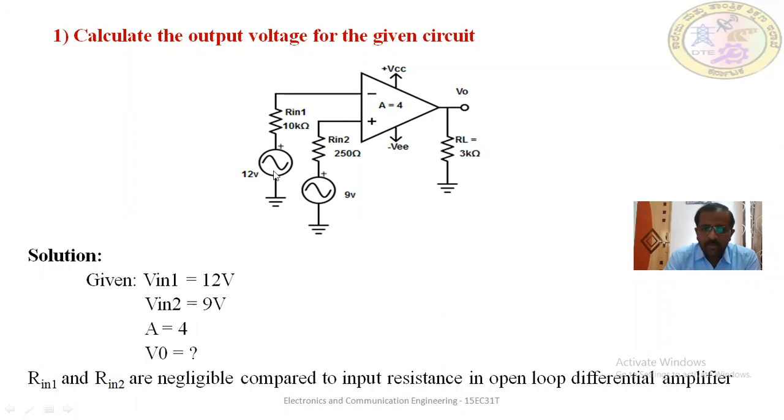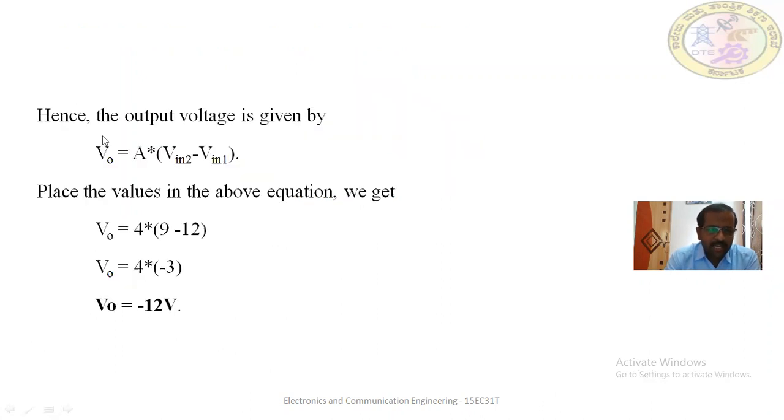Under the open loop configuration, as explained in the last session, if it has two inputs, the formula to represent the output voltage for the given circuit is V naught equals A into V in 2 minus V in 1. The value of A is available, V in 2 is available, and V in 1 is available. All these values are to be placed in the above equation.